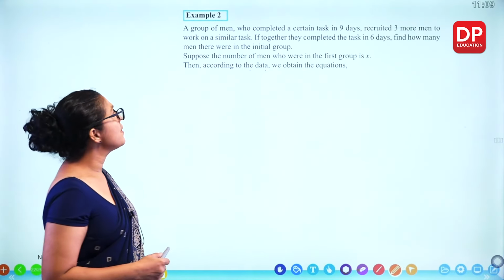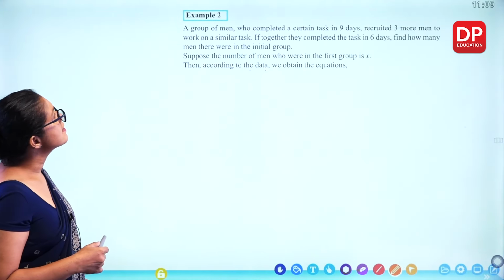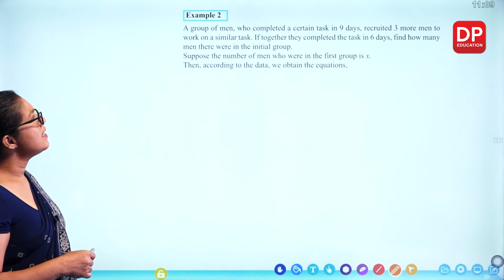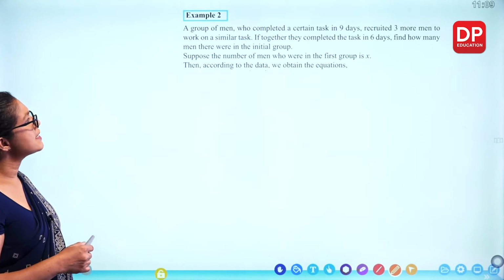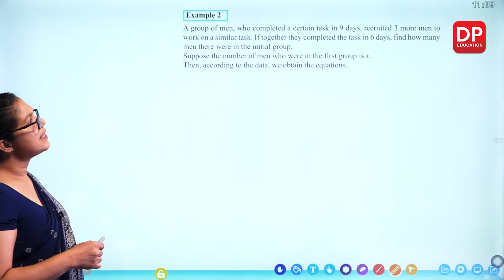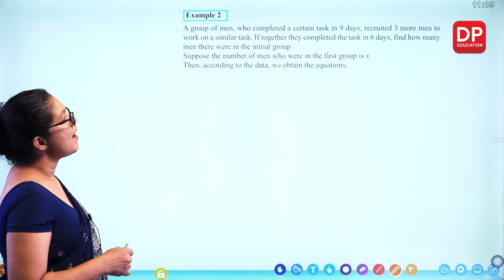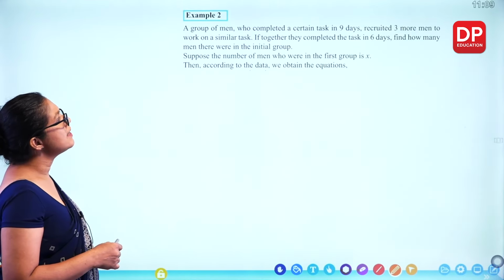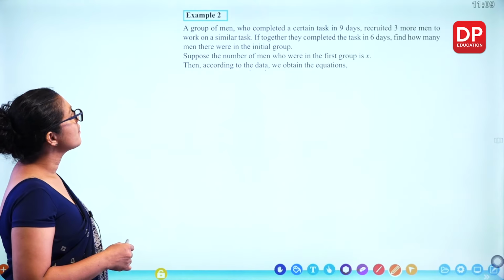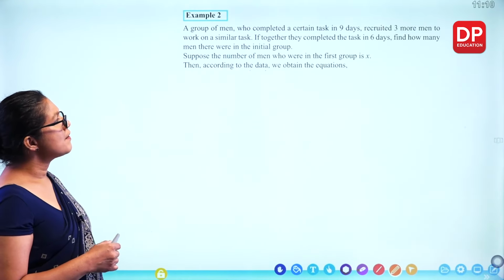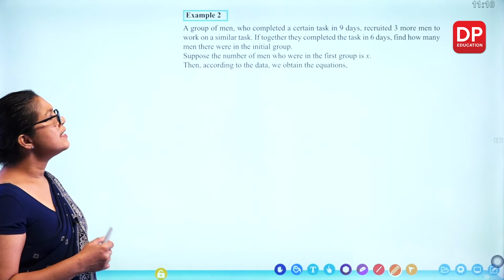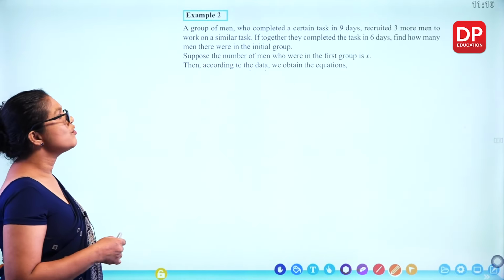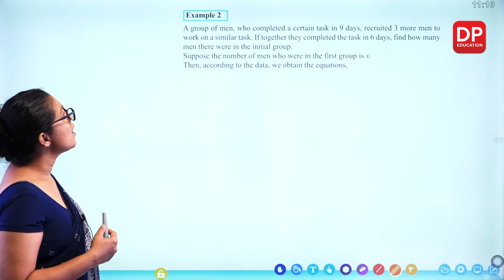Now we'll look at example number 2. In this example, it says a group of men who completed a certain task in 9 days recruited 3 more men to work on a similar task. If together they completed the task in 6 days, find how many men there were in the initial group. Suppose the number of men in the first group is x. Then according to the data, we obtain the equation. So here we can use the algebraic method to find the solution.